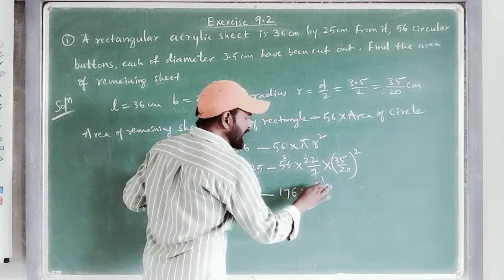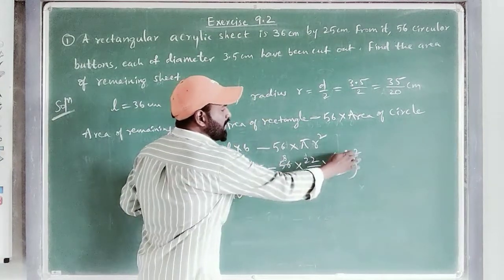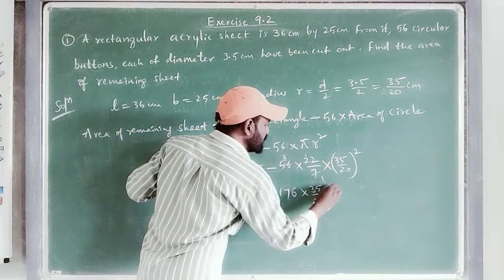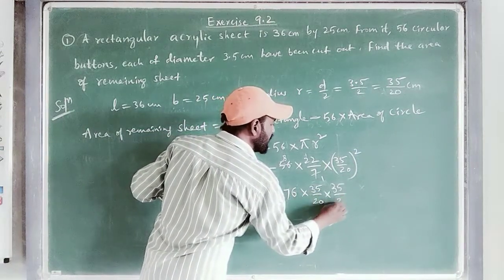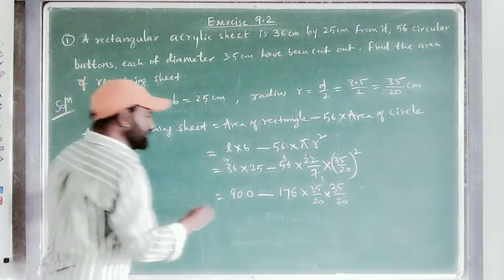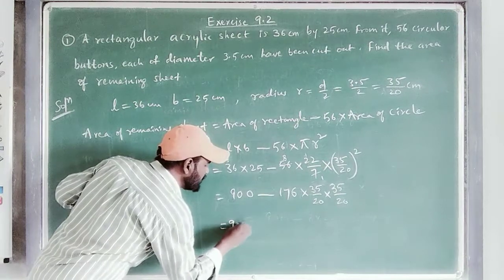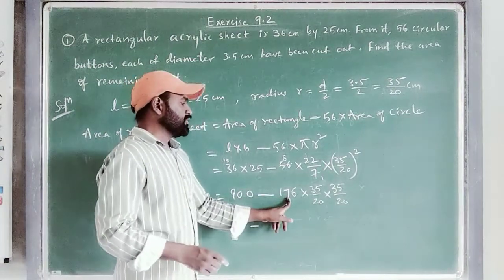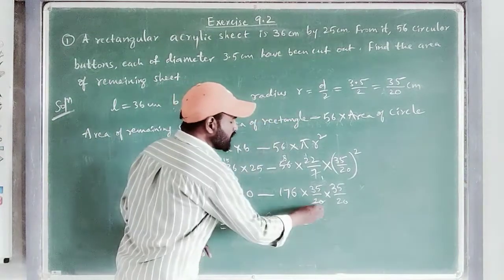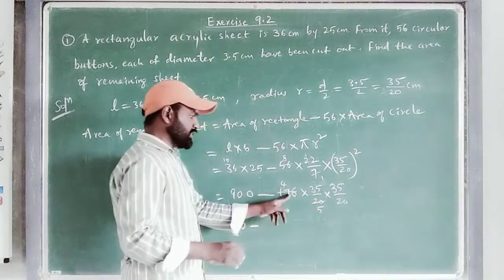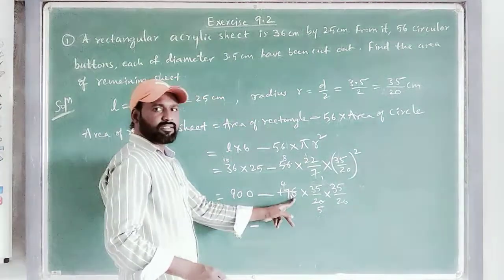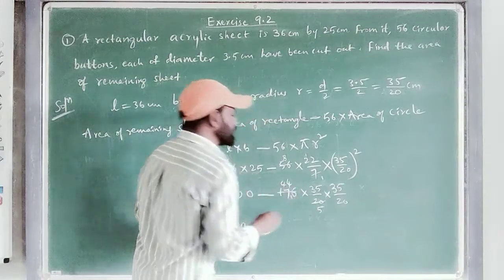Now again inside the bracket what we have? 35 by 20 and square. Square means 2 times you have to multiply: 35 by 20 into 35 by 20. Now go for further simplification. So 900 minus, here I am using the 4 table. 4 5s are 20. 4 4s are 16. Out of 17, 16 is gone, 1 more remaining. Again 4 4s are 16.